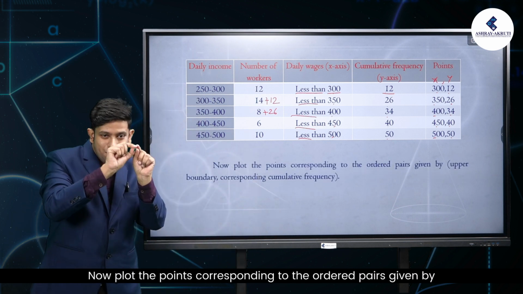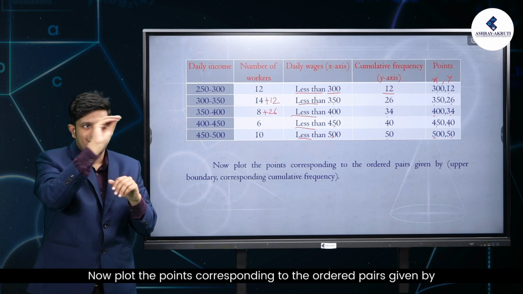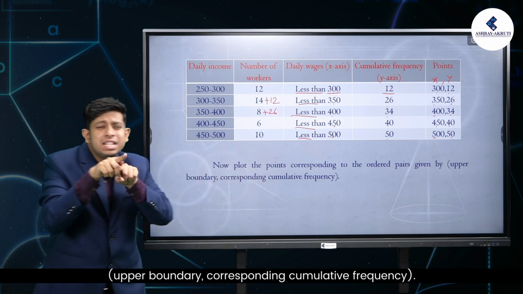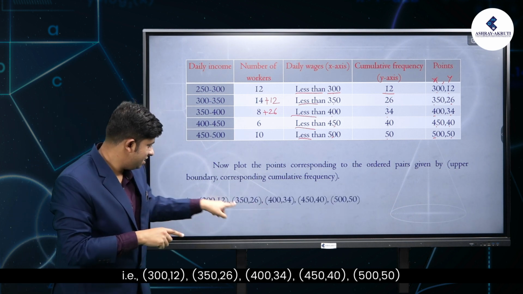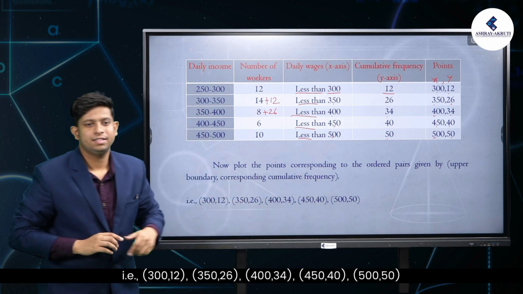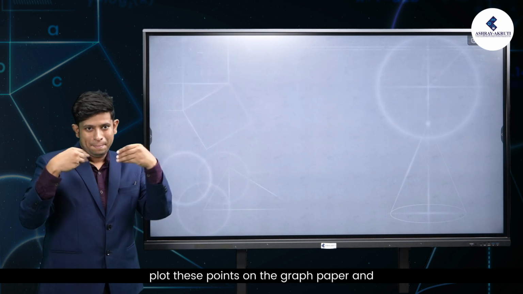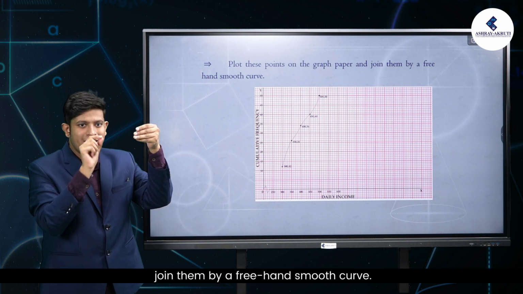Now, plot the points corresponding to the ordered pairs given by upper boundary, corresponding cumulative frequency, that is 300, 12; 350, 26; 400, 34; 450, 40; and 500, 50. Plot these points on the graph paper and join them by a freehand smooth curve.